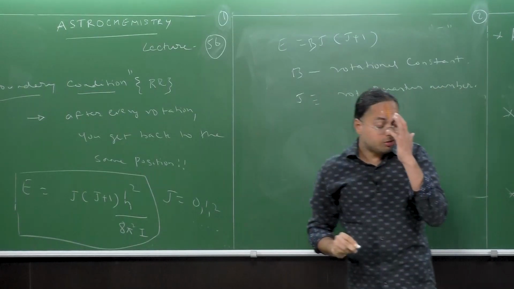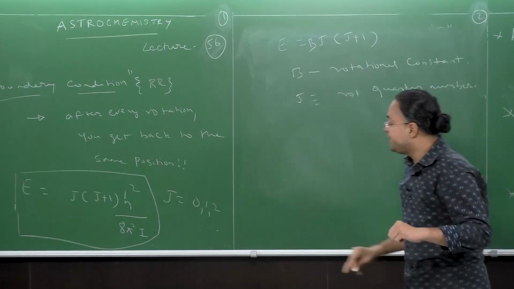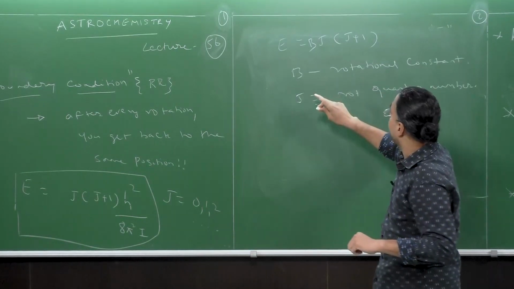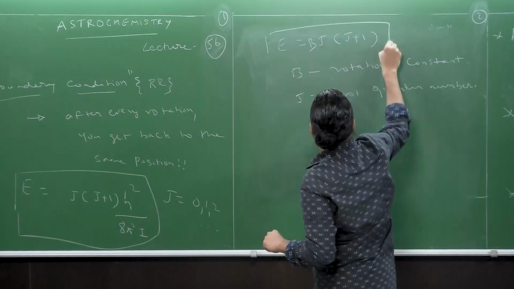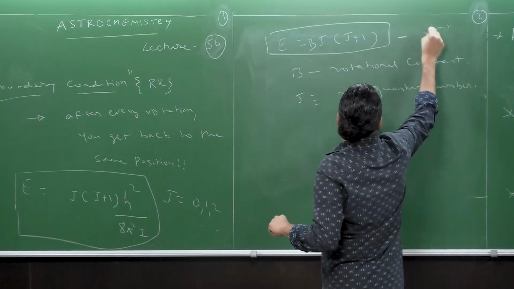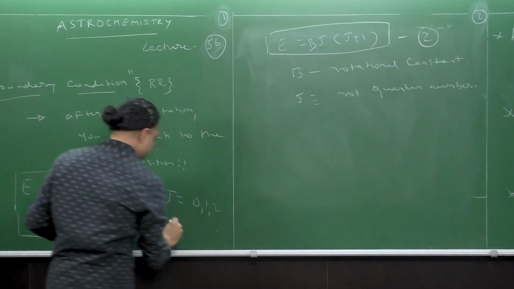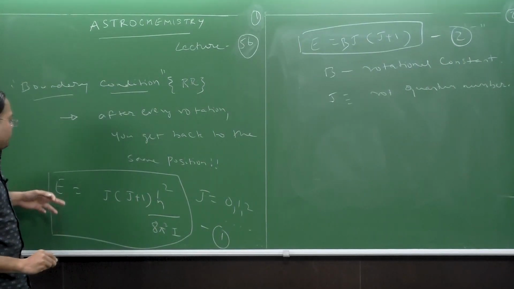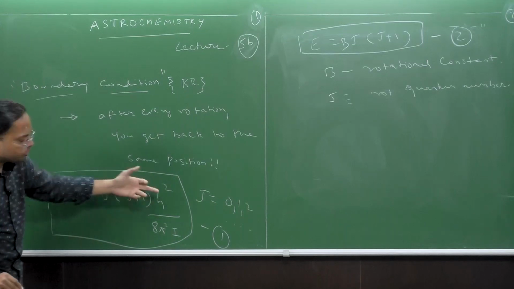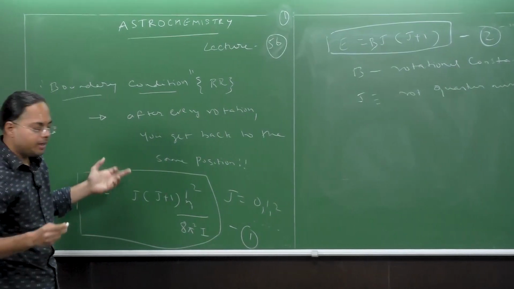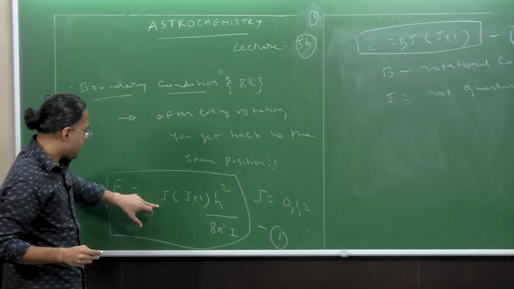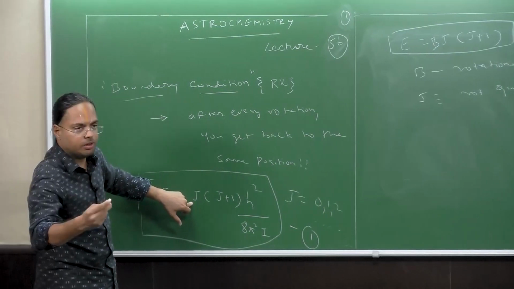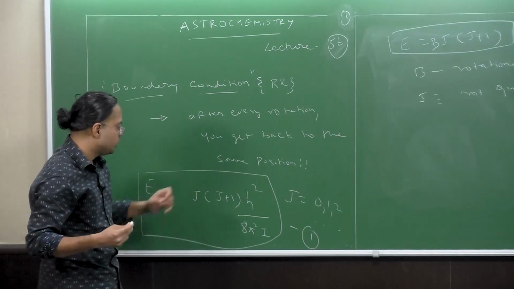Okay, let us now briefly focus on the units and dimensions of the various quantities in these expressions. Let me call this expression 2 and this is expression 1. Now the left hand side is of course energy, so therefore the right hand side also has to be energy. And J is just a number. It is a quantum number, so therefore J has no units.